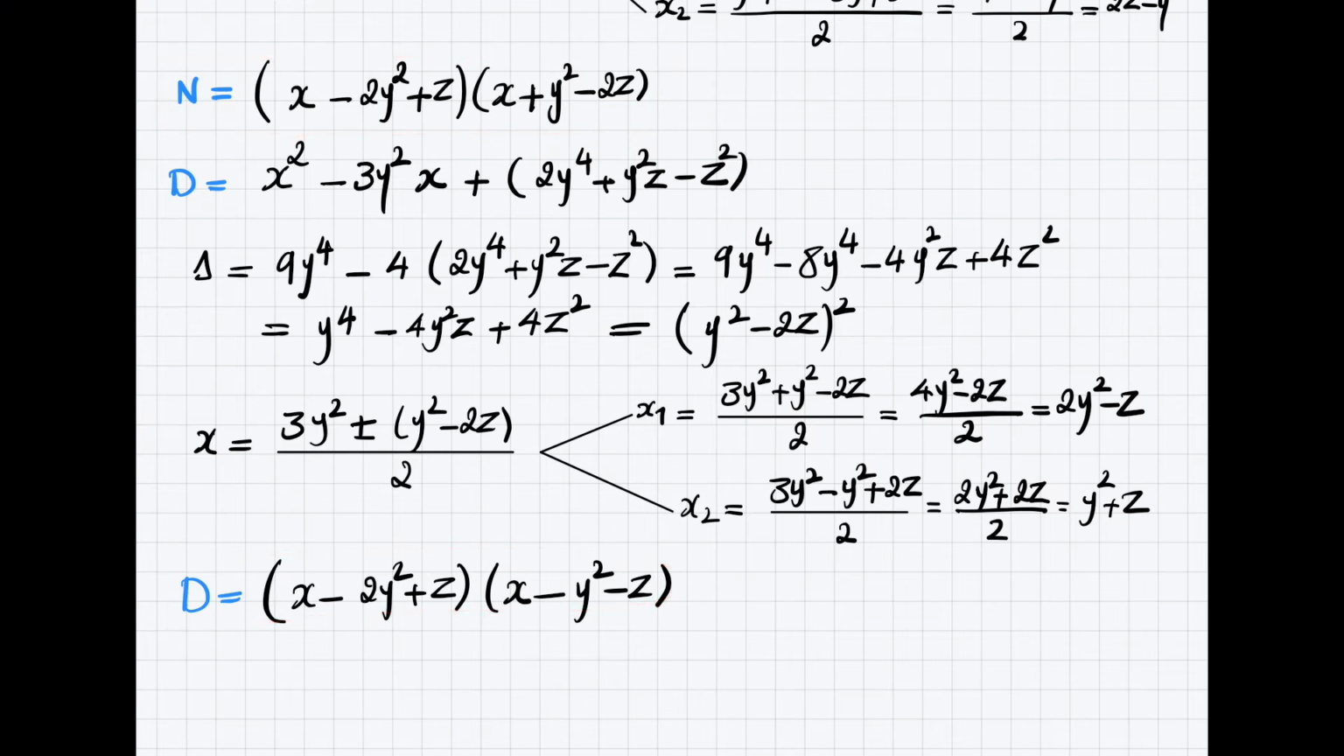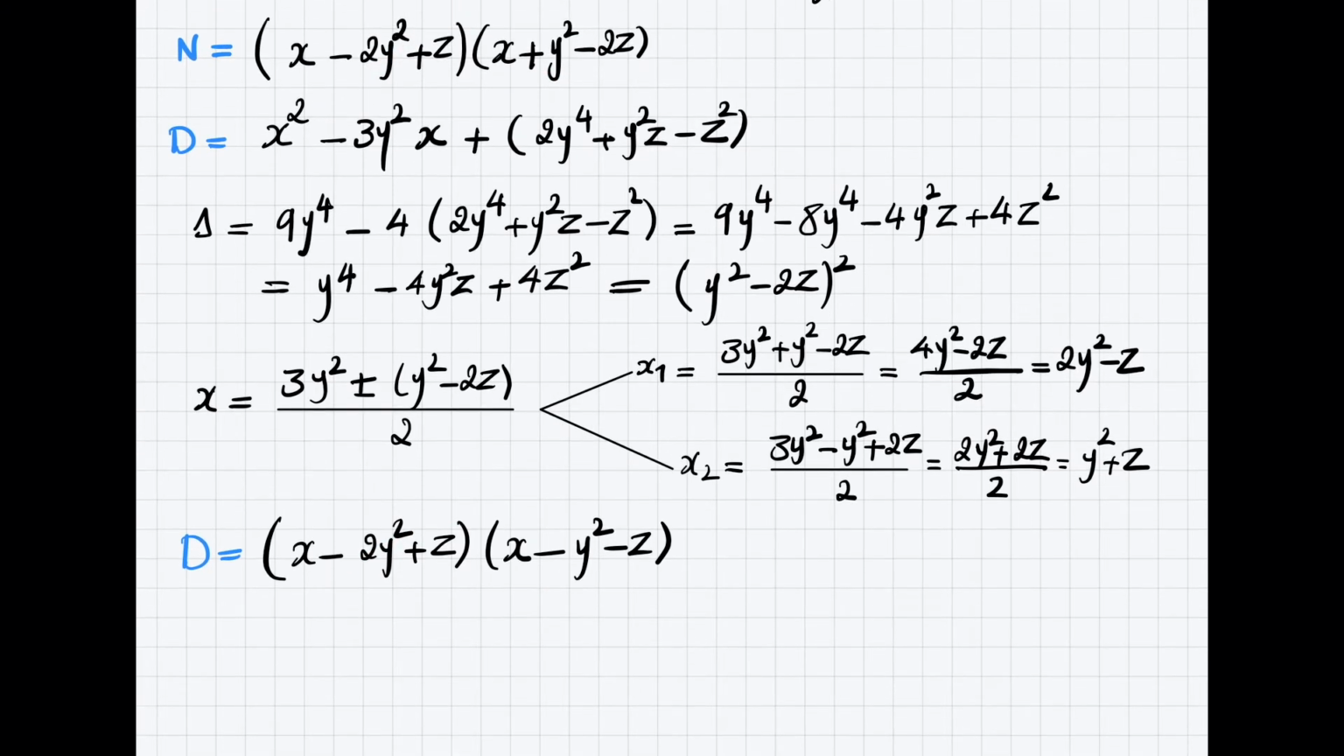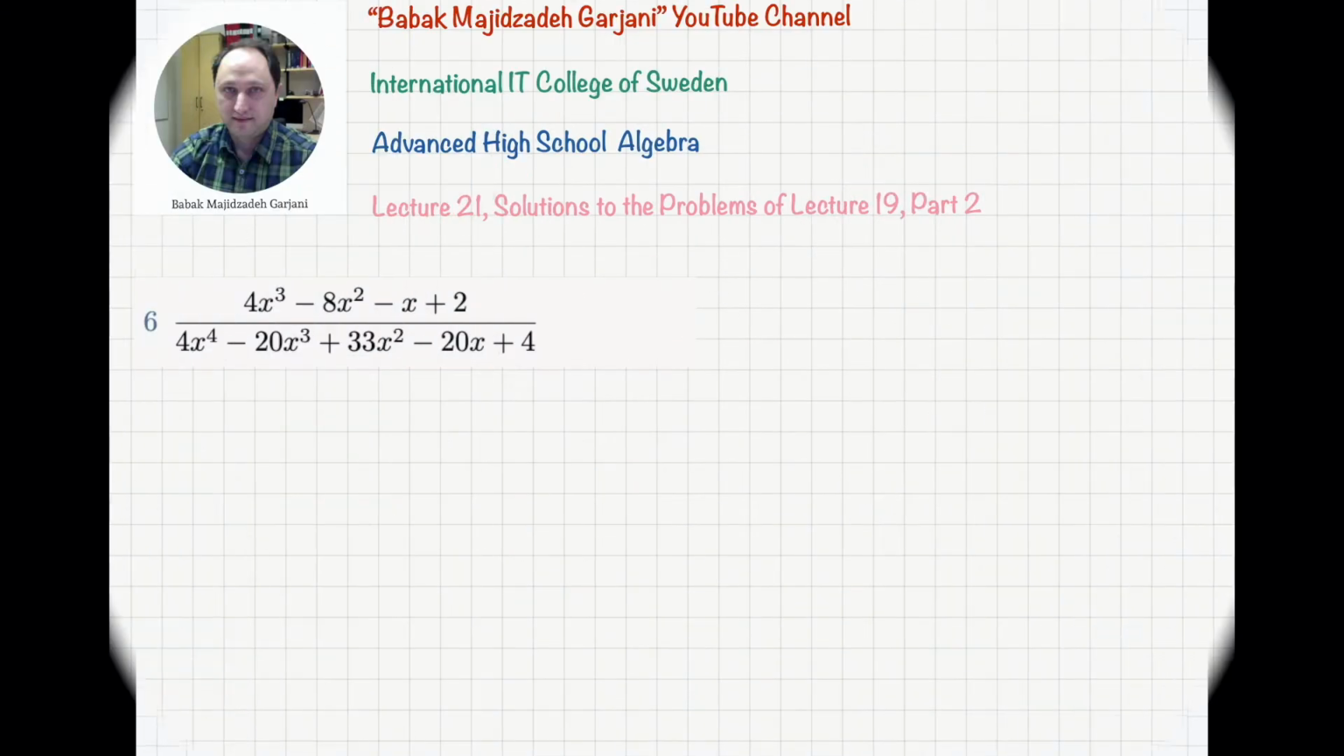You're supposed to divide numerator and denominator. You can immediately see that this factor is exactly in common, so they will cancel out. But these two factors are not the same, so what is my question mark now equal to? What is left for me is x plus y squared minus 2z, and then I divide this by x minus y squared minus z. And that is the answer to this problem. Okay? Okay, now let us simplify this fraction.